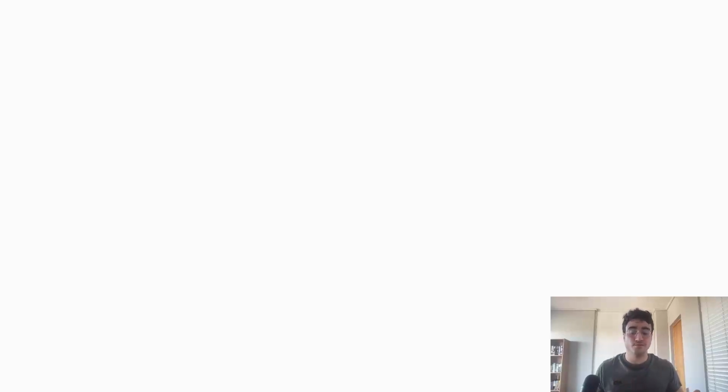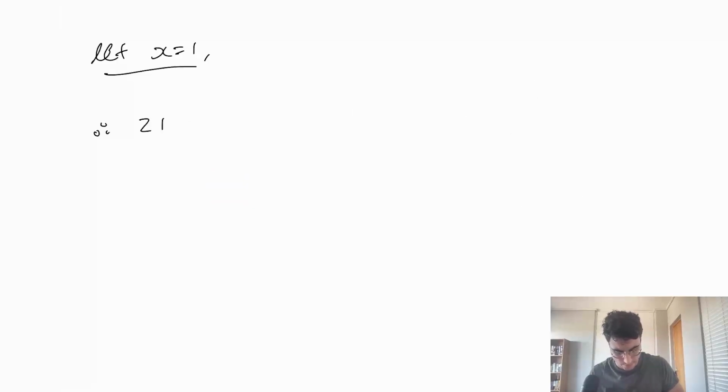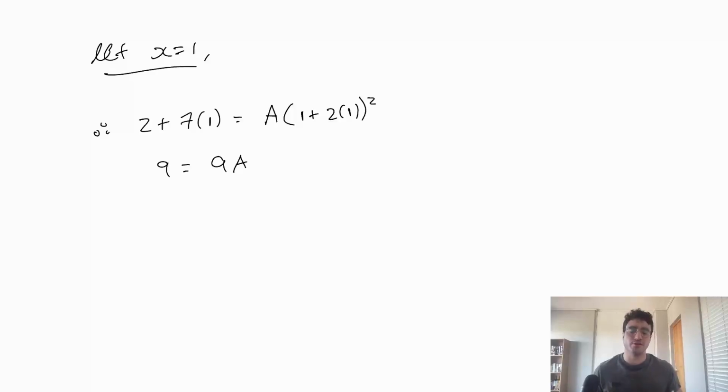Well, what we need to do from here is, first things first, I'm going to let x equal 1. Why am I going to let x equal 1? Because if we let x equal 1, the C here is going to cancel, and also the B. So then we can find something for A. Okay. So therefore we have 2 plus 7 times 1 is equal to A times 1 plus 2, 1 squared, okay? So therefore we have 9, okay, which equals 9A. What does that mean? Well, A is obviously going to equal 1 then, right?